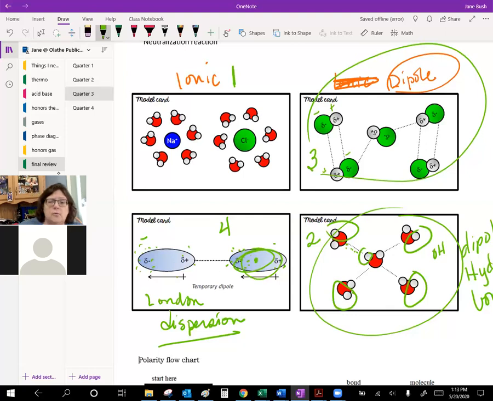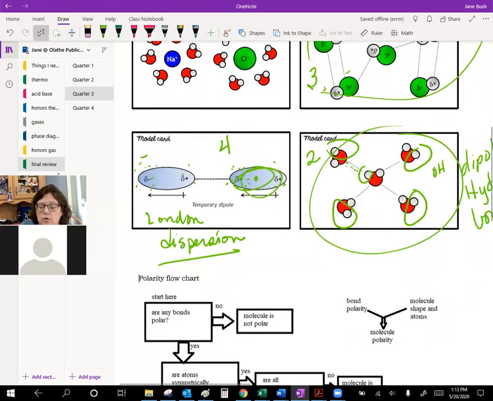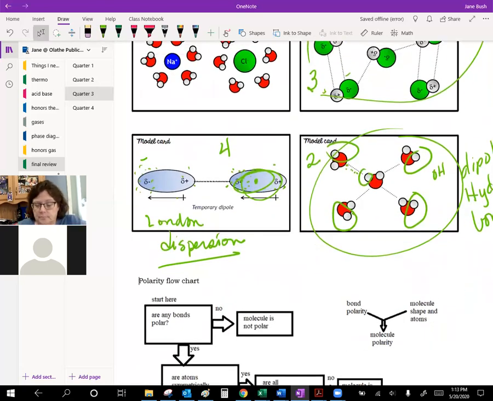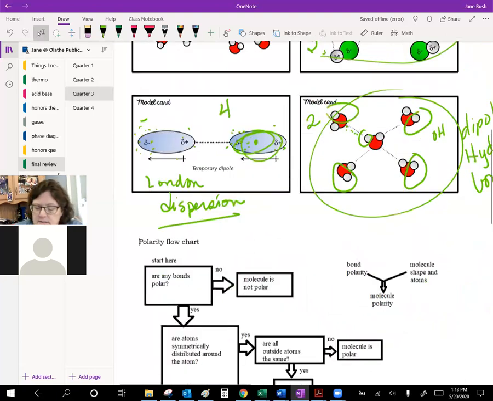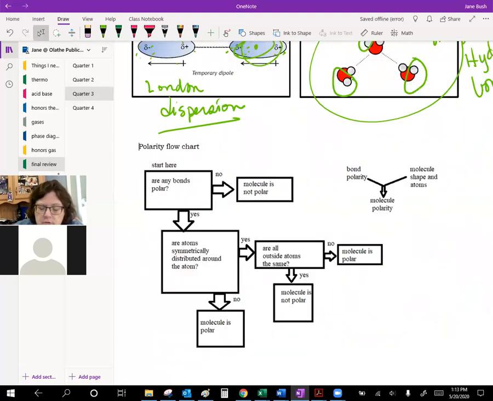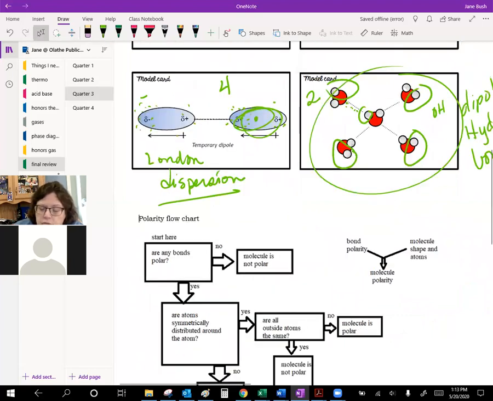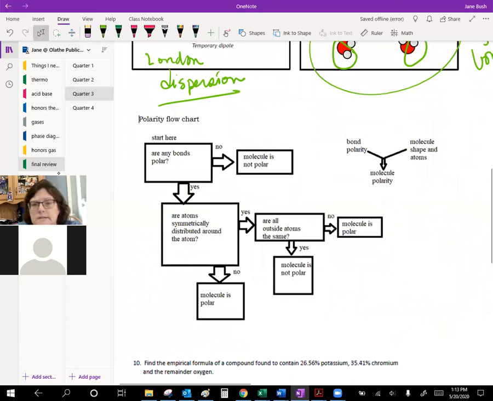What are you going to look for if you have a question that says which one is dispersion forces? You are going to look for something that is symmetrical. If you look at this, this is a little flow chart on polarity. First of all, how do you know that you have bonds that are polar? Good question.